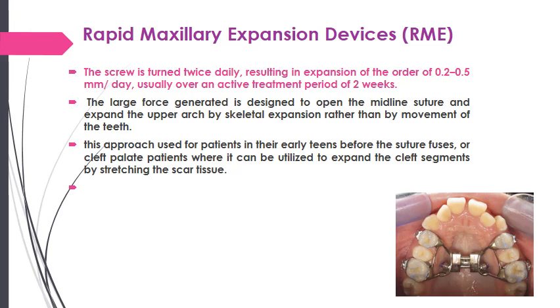And in those cases, the patient will be asked to open the expander twice per day to have about 0.25 to 0.5 millimeter of space per day for an active treatment of 2 weeks. After the 2 weeks, the patient will not open the screw anymore, but it will be held in place just like a retainer and allow the relapse to happen. In those patients, when the expansion occurs, usually we can notice that we will have a median diastema or a space between the two centrals.